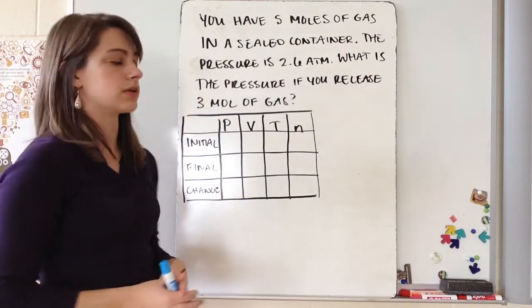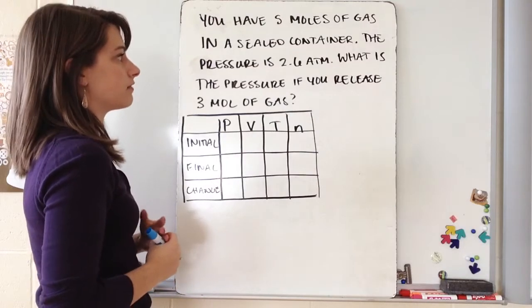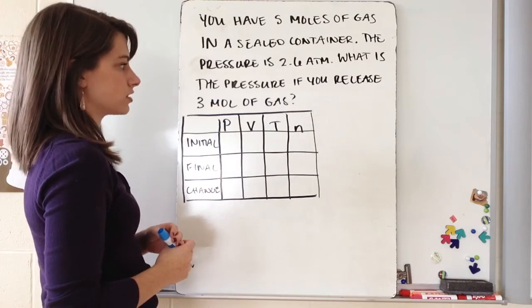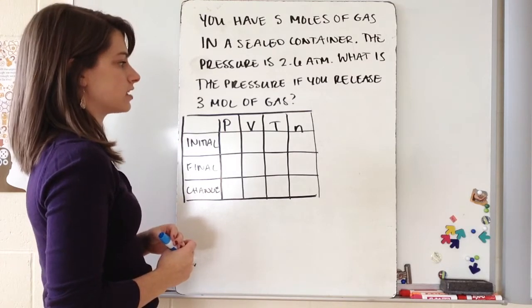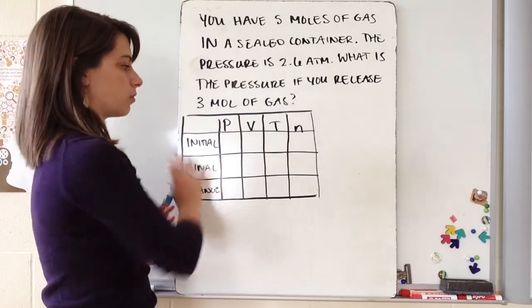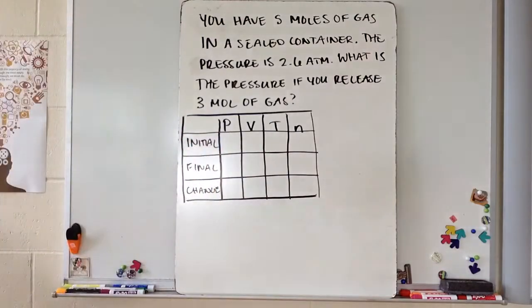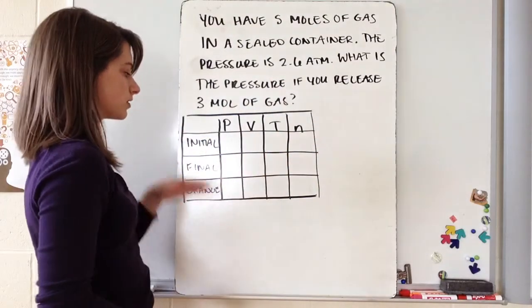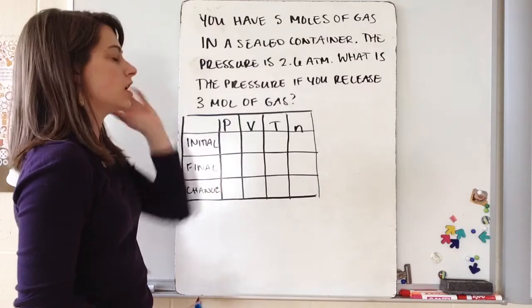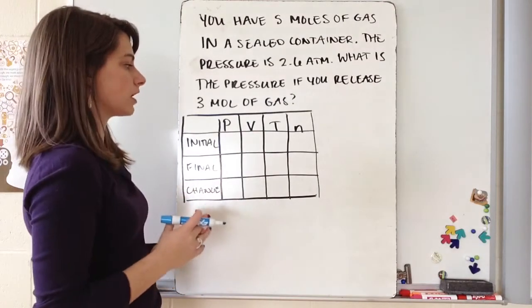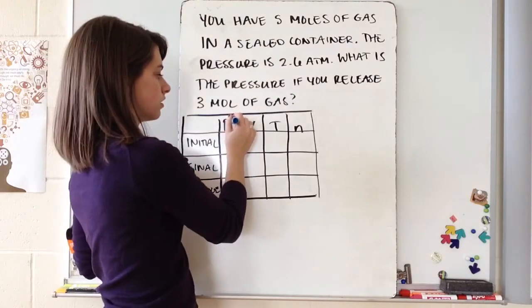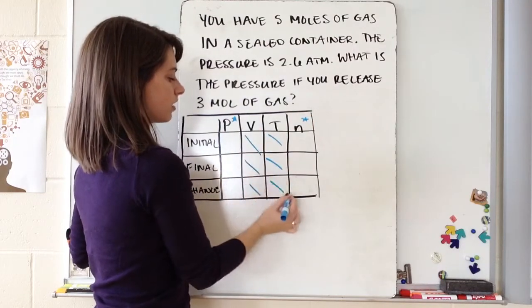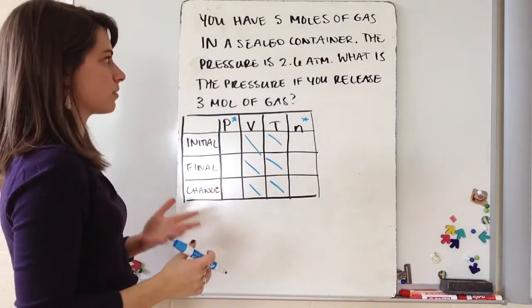Okay, so here is our first example, and our first example says you have 5 moles of gas in a sealed container. The pressure is 2.6 atmospheres. What is the pressure if you release 3 moles of gas? So we have our table here that has all of our different variables. We have our initial, our final, and our change. So we know from the problem that we are only focusing on pressure and our number of particles. So we are going to ignore our volume and our temperature for right now. So let's start plugging numbers in.